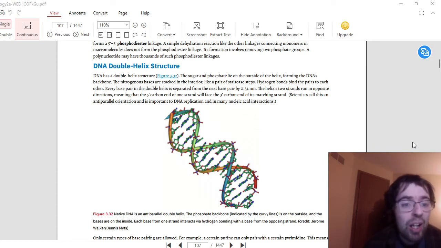Every base pair in the double helix is separated from each base pair by 0.34 nanometers, which I believe is what nm is. The helix's two strands run in opposite directions, meaning that the 5th carbon end in one strand will face the 3rd carbon end of its matching strand. And science calls it anti-parallel. So basically, on these two color lines, if the 5 is up here, the 3 will be up here and the 5 will be down here.